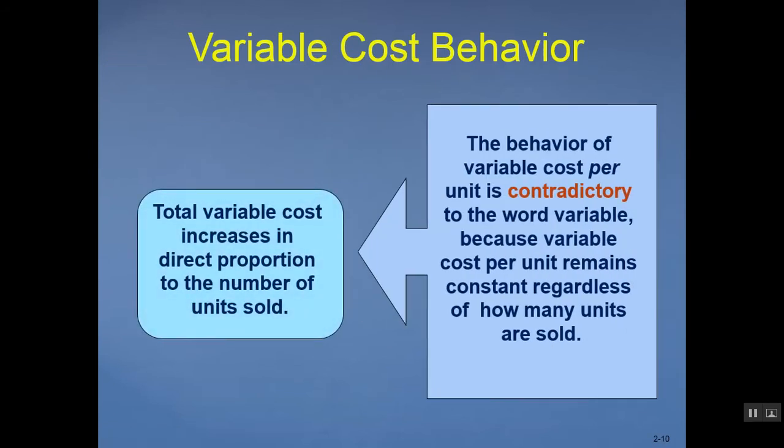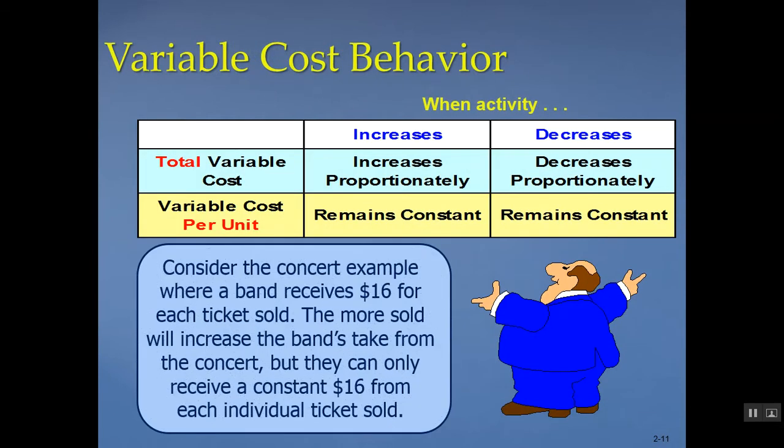So to recap, total variable cost increases in direct proportion to the number of units sold. The behavior of variable cost per unit is contradictory to the word variable because variable cost per unit remains the same. It's the total cost that's changing, so that can be a little bit tricky for people. So here's a graph. As your activity increases, the total variable cost increases proportionately while the cost per unit stays the same.